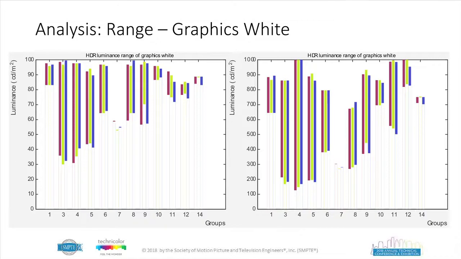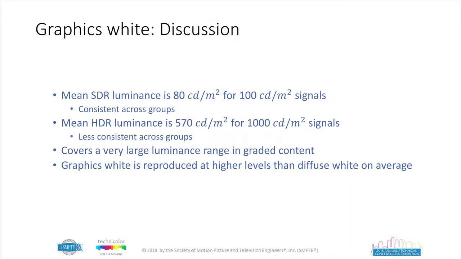So the numbers that came out for me then are diffuse white sits at 60 in SDR and at 80 for graphics white. So a bit higher already in SDR, and in HDR we go from 370 to about 570, assuming 1,000 nit signal. That's quite a big difference, I would say.